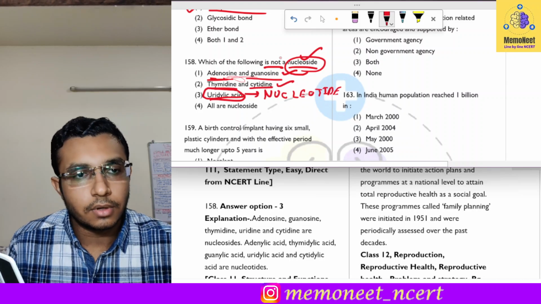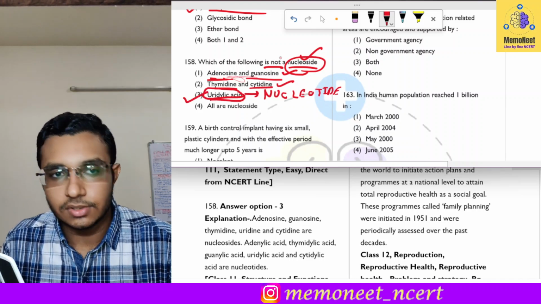It is not a nucleoside. Therefore, the correct answer of this question is option 3.